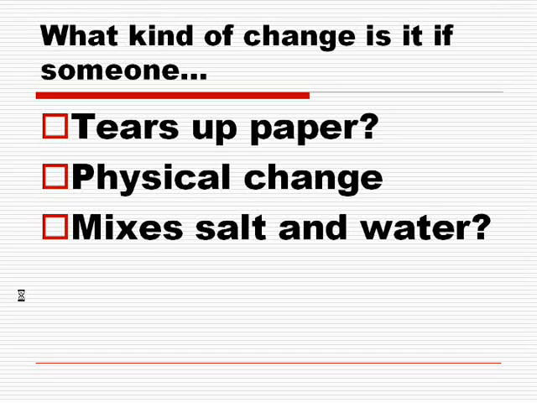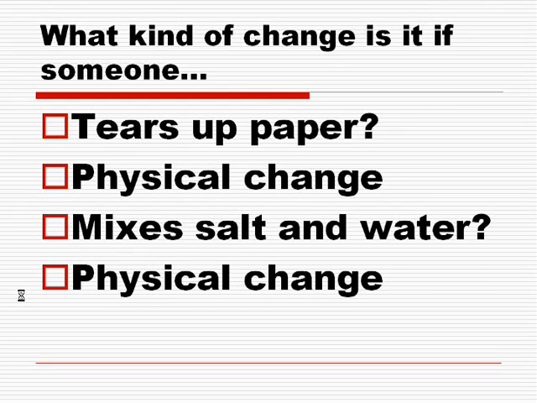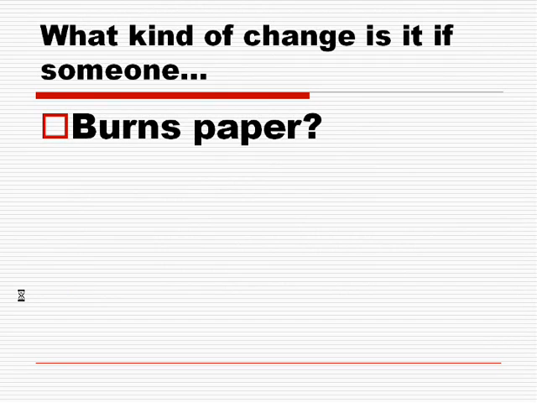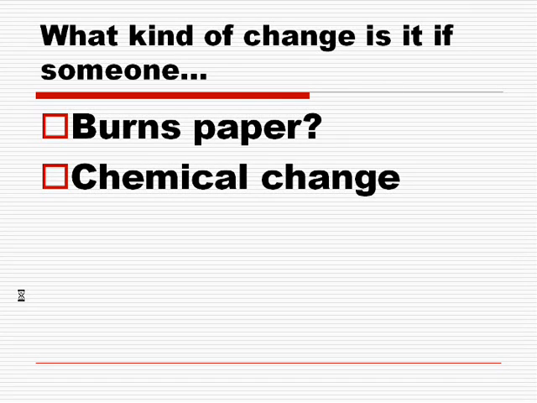Now what about if you burn paper? Anytime you have fire or burning, that should indicate a chemical change. And if you think about it, when you burn something, you create smoke, you create like a pile of ash is left, a big pile of carbon. So those are new substances that weren't there before. And if you have a brand new substance formed, guaranteed chemical change.